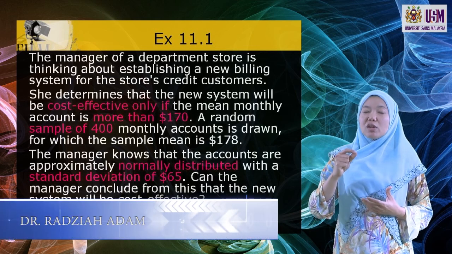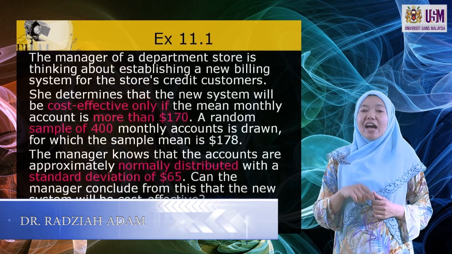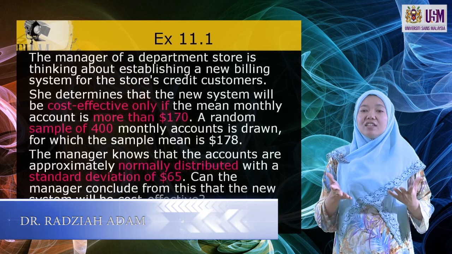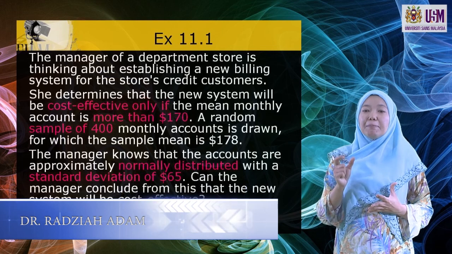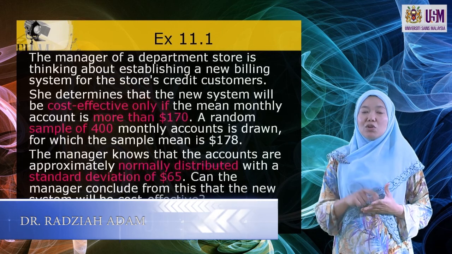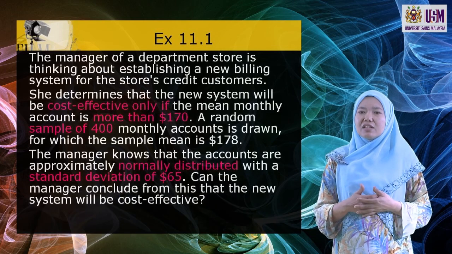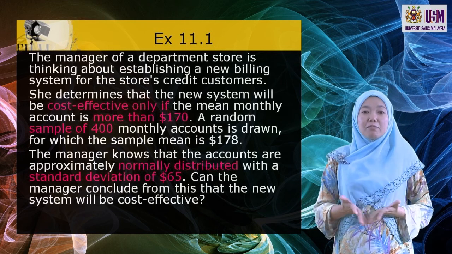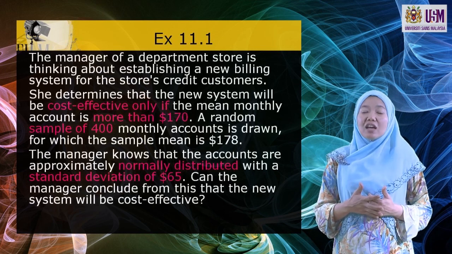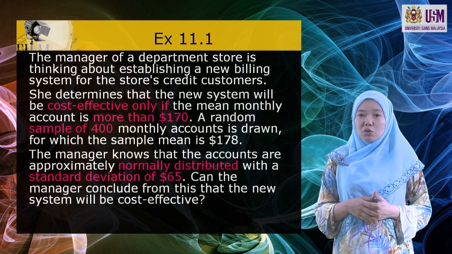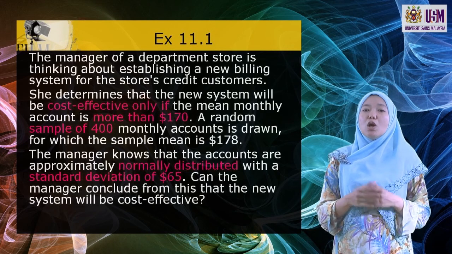Okay, so take note of the one that I highlighted in red. We're talking about mean monthly account more than $170. In this case, a random sample of 400 monthly accounts is drawn, for which the sample mean is $178. So what's the difference just now? 178 is the sample mean, while 170, if this is not the sample mean, then it has to be the population mean, that is mu. And the sample of 400 represents your sample size, n equals 400.